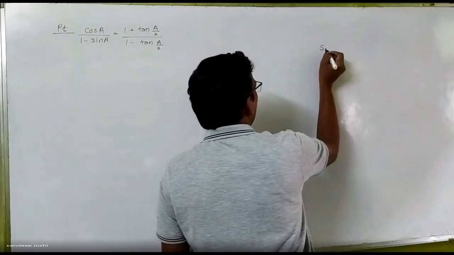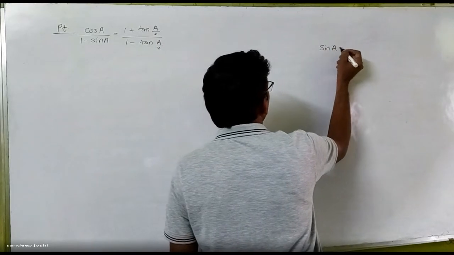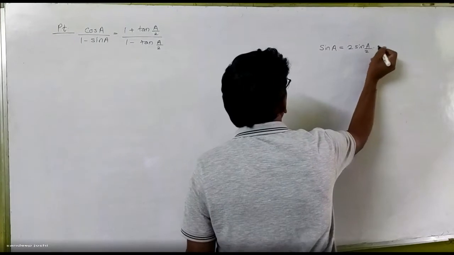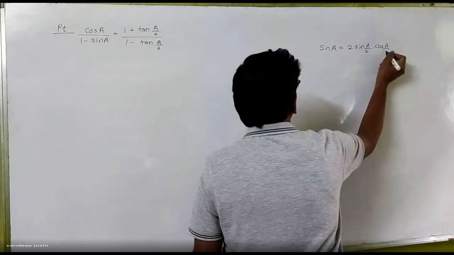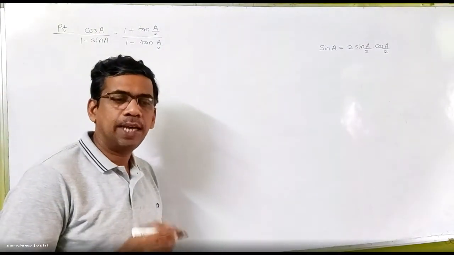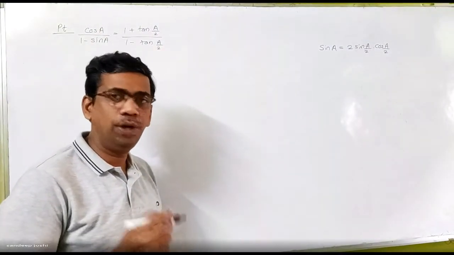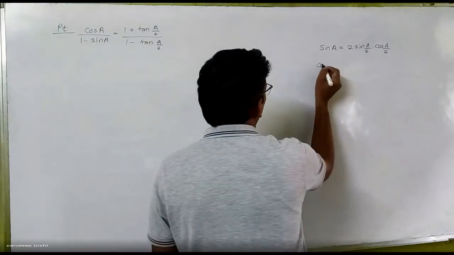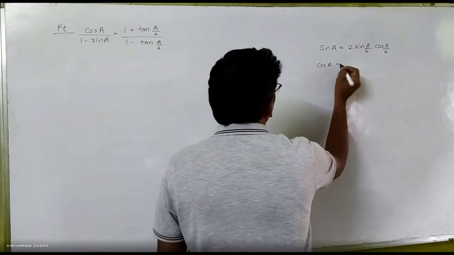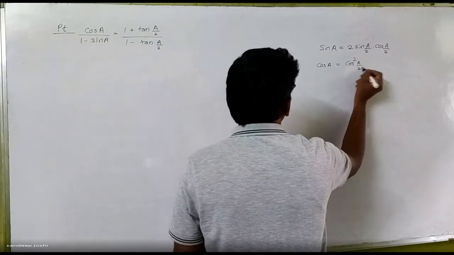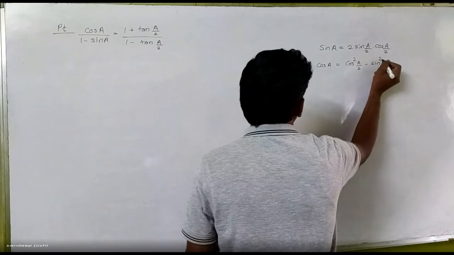The first formula we have is for sin A. It is given as 2 sin A by 2 into cos A by 2. So sin A is 2 sin A by 2 into cos A by 2. In a similar fashion, we have different formulas of cos A. So cos A will be written as cos square A by 2 minus sin square A by 2.